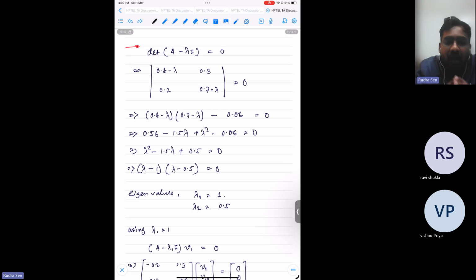First case, if a square matrix has distinct eigenvalues, then we can diagonalize those matrices properly. So does that mean that if a matrix has similar eigenvalues, we cannot diagonalize it? No, it's not always true. We can diagonalize those matrices.